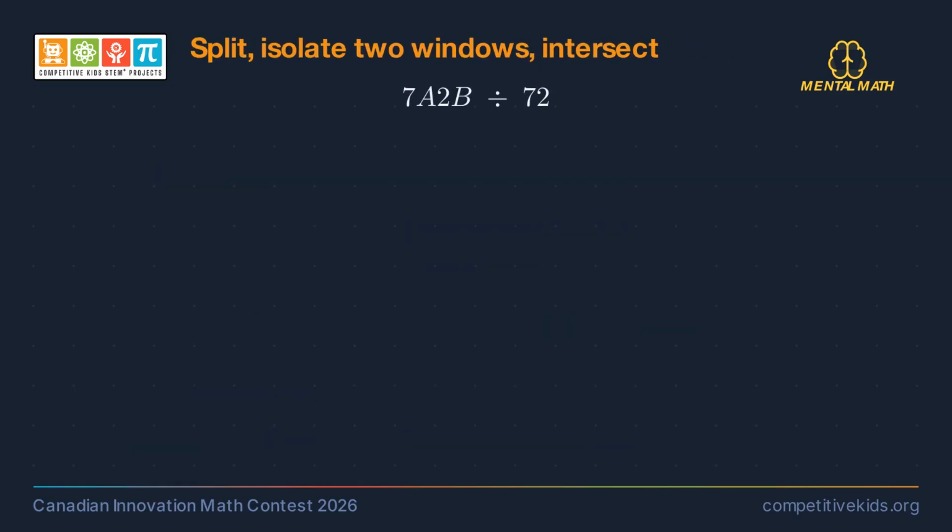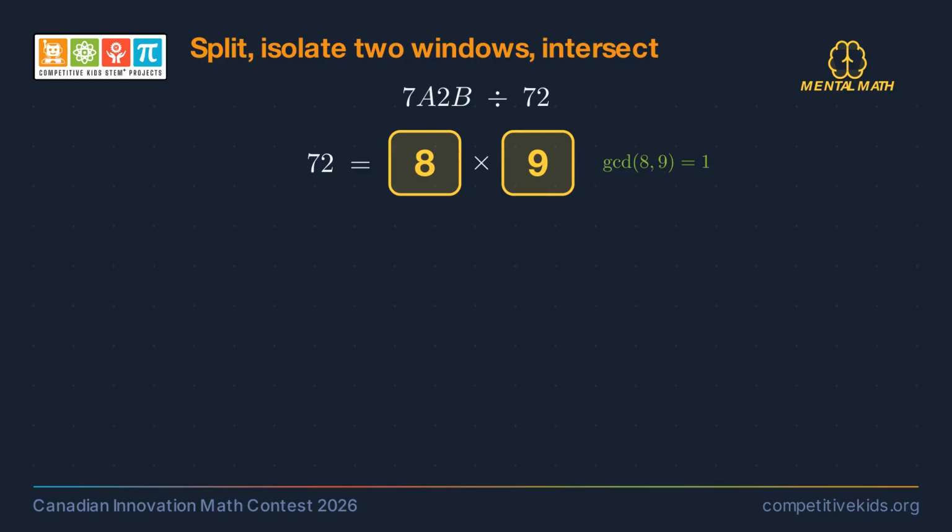Now the hard one. 72, dividing into 7a, 2b. Split 72 into coprime pieces, 8 times 9. Their GCD is 1, so each rule counts on its own. 8 and 36 would share a 2. 6 and 12 would share a 6. Only 8 times 9 is clean.